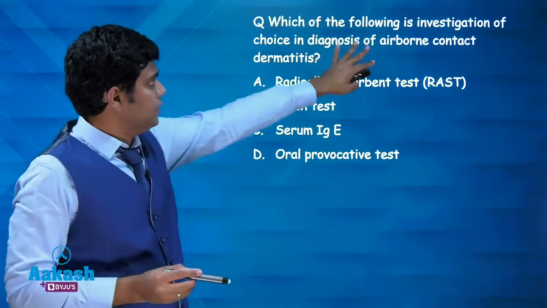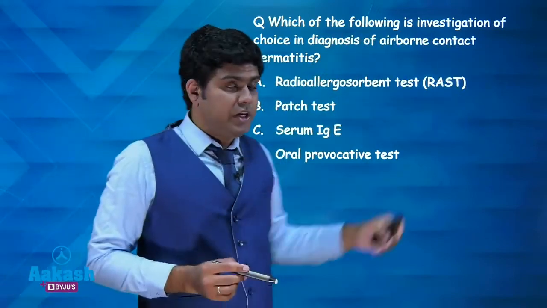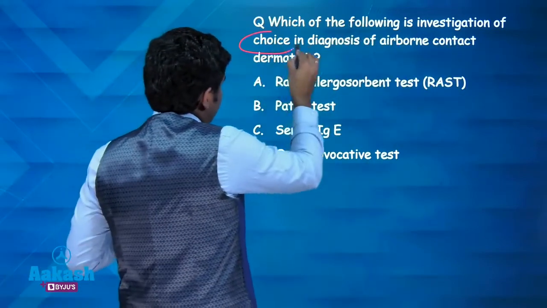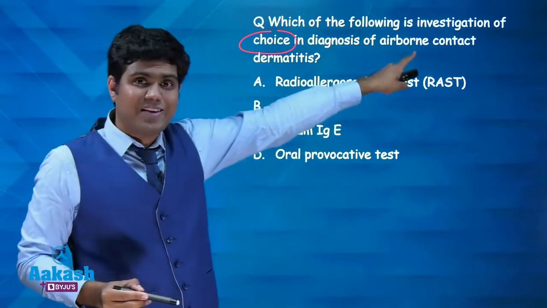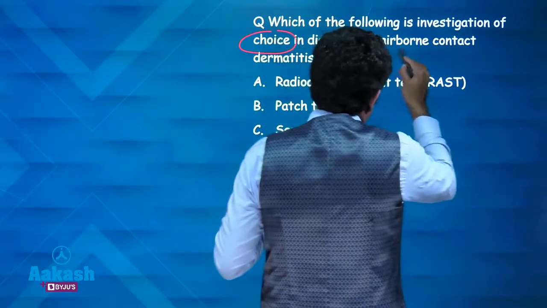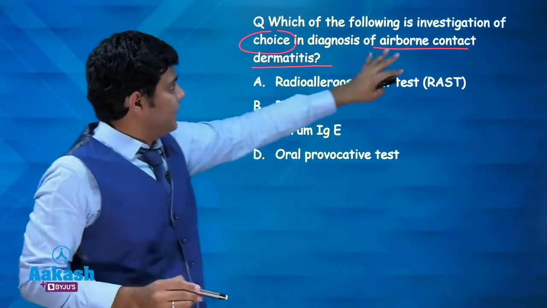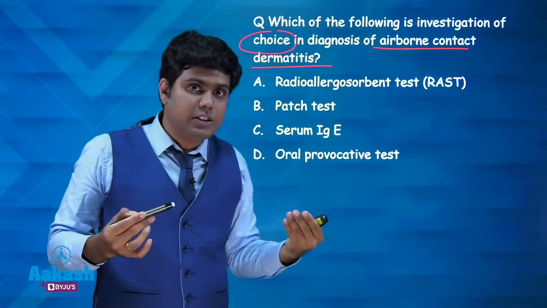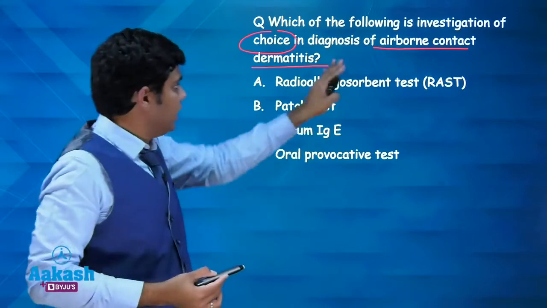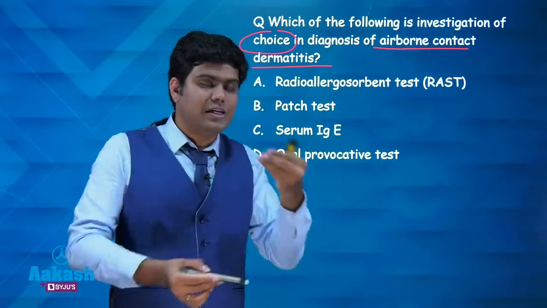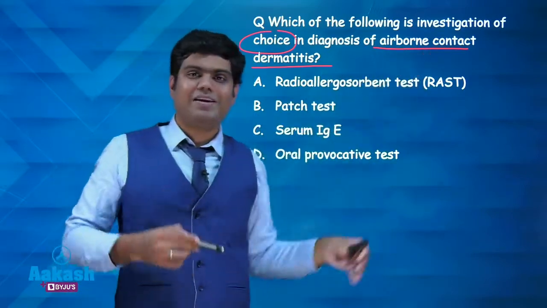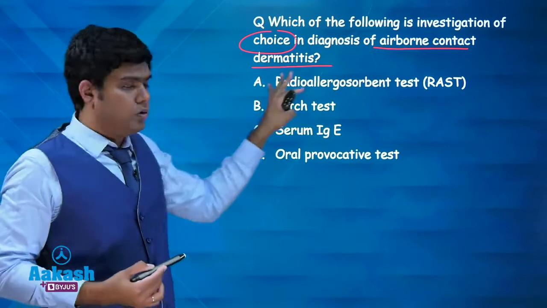We have got another question here. Which of the following is the investigation of choice? So they have asked the investigation of choice in a case of contact dermatitis, airborne contact dermatitis. So contact dermatitis, that means it is an allergy to some substance, right? An airborne allergen that is deposited, that is causing contact dermatitis. So what are you going to do?